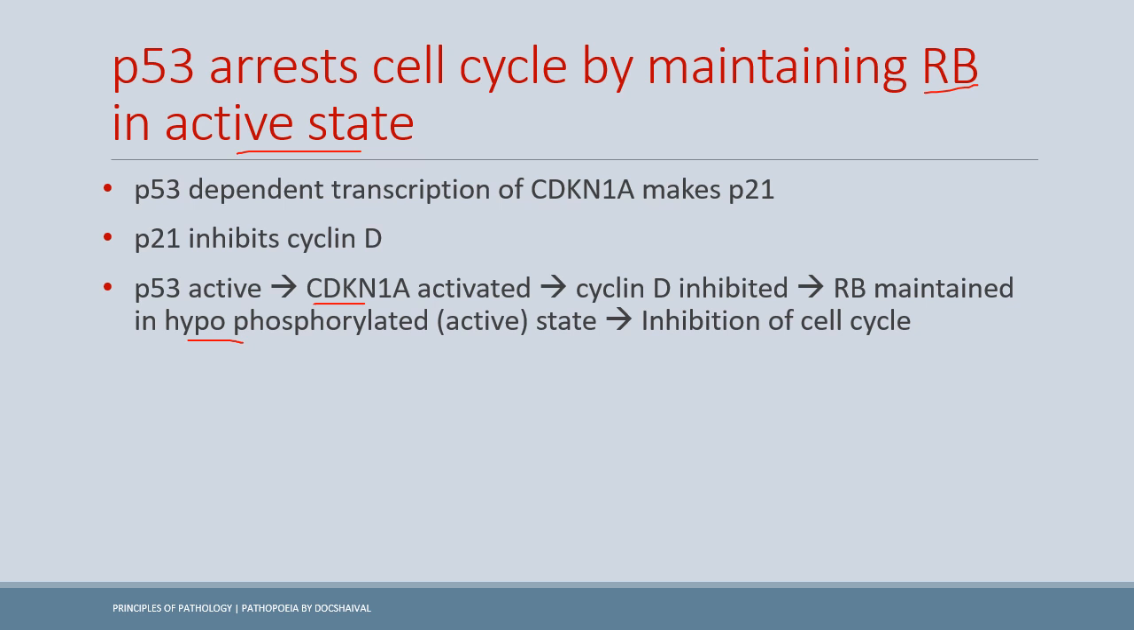Now, there is one CDK inhibitor which is directly dependent on the P53, and that is CDKN1A. Okay. Ahead in the lecture, I will tell you about CDKN2A that is involved in the functioning of RB as well as the P53. So till then keep this in your mind that CDKN1A is the only P53-dependent cyclin-dependent kinase inhibitor. Okay.